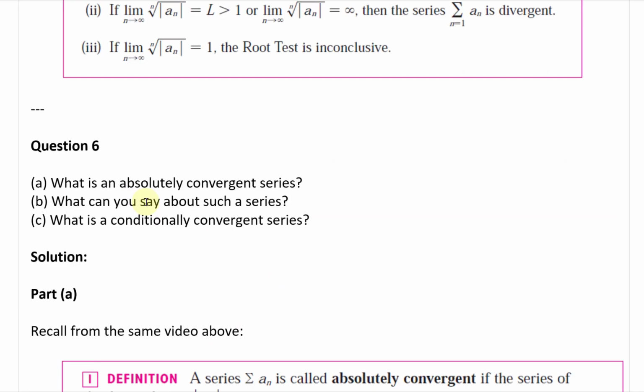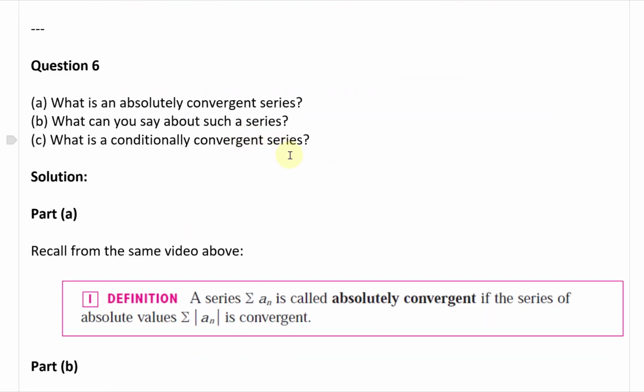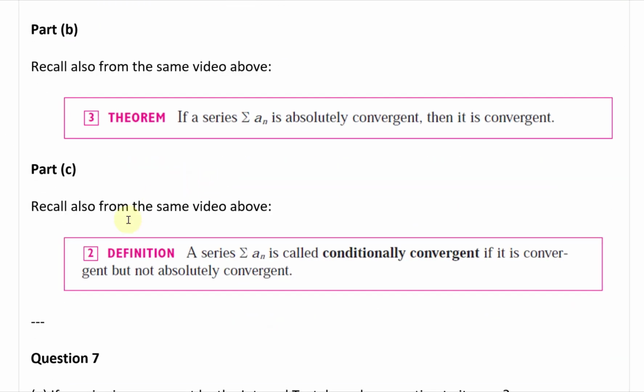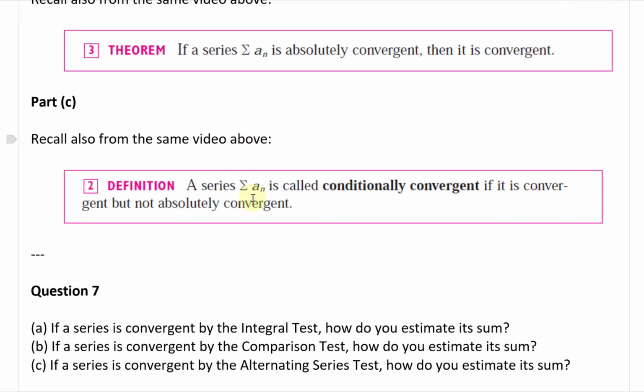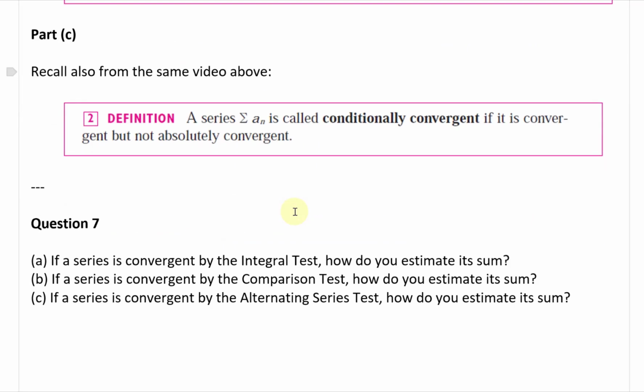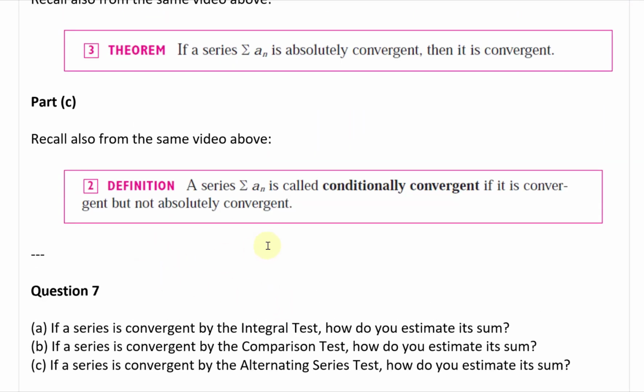So part C is, what is a conditionally convergent series? Recall from the same video above, the definition: a series, the summation of a_n, is called conditionally convergent if it is convergent but not absolutely convergent. And usually what this means is you have a bunch of positives and negatives that cancel out. But if you took the absolute values, they would not cancel out, so it would diverge otherwise.